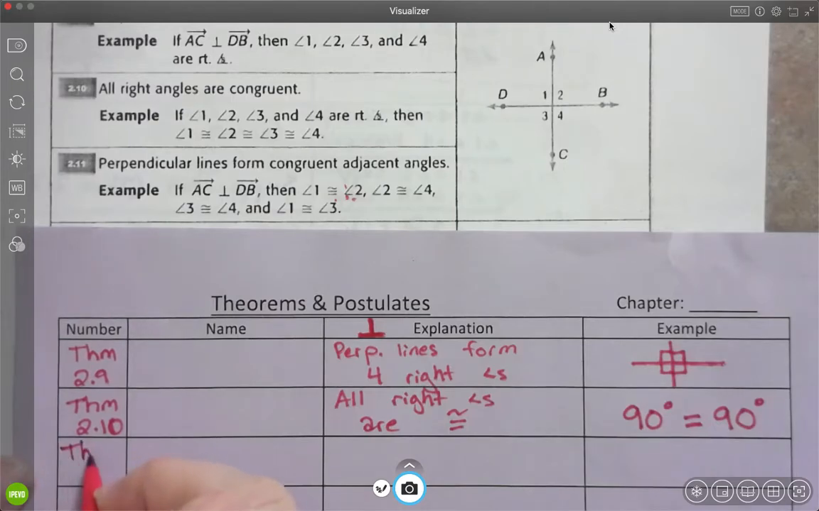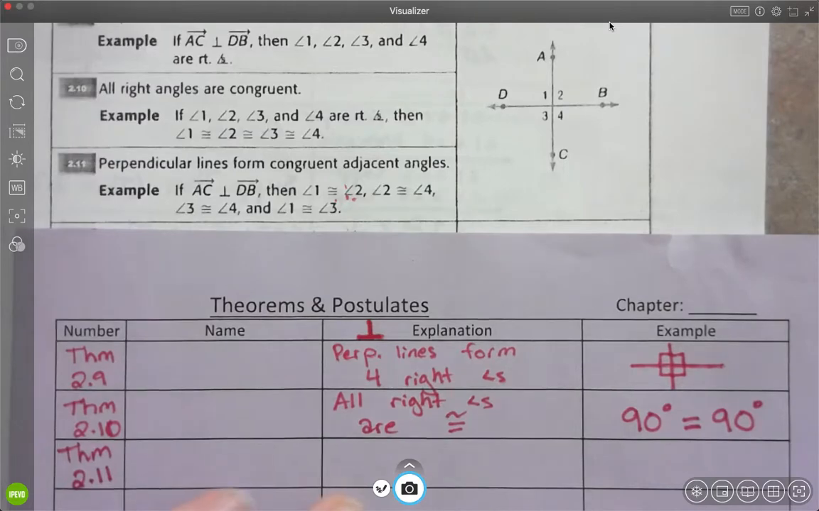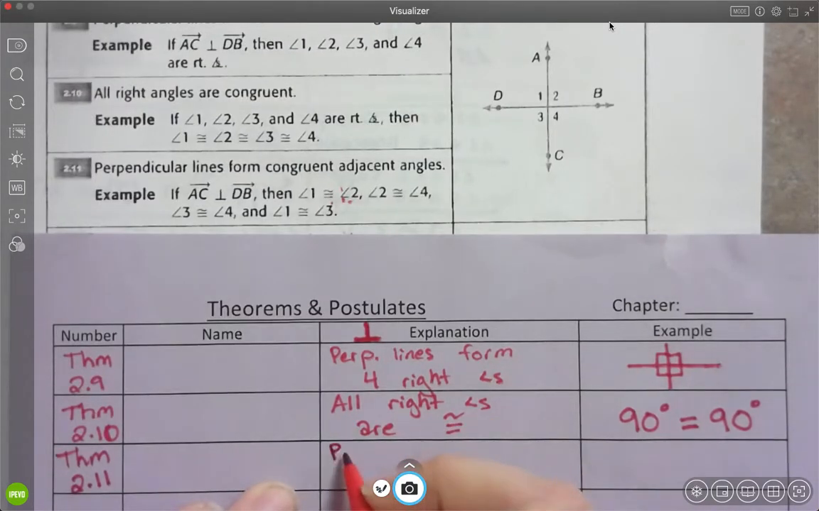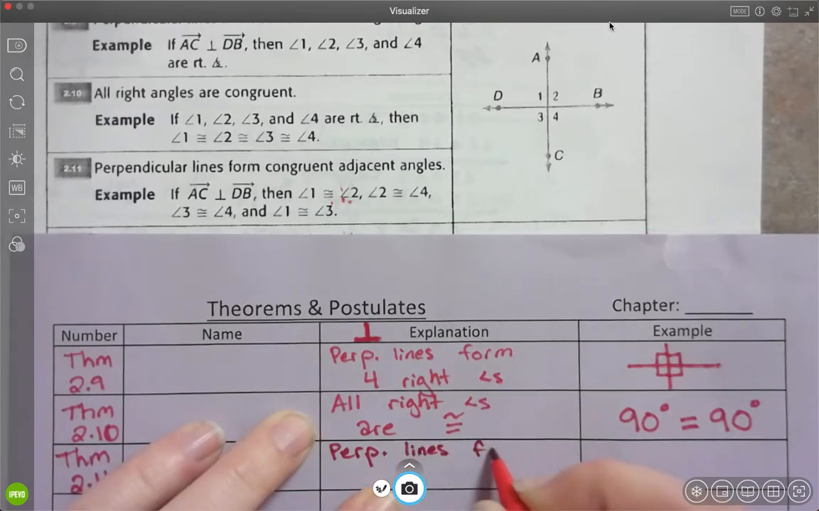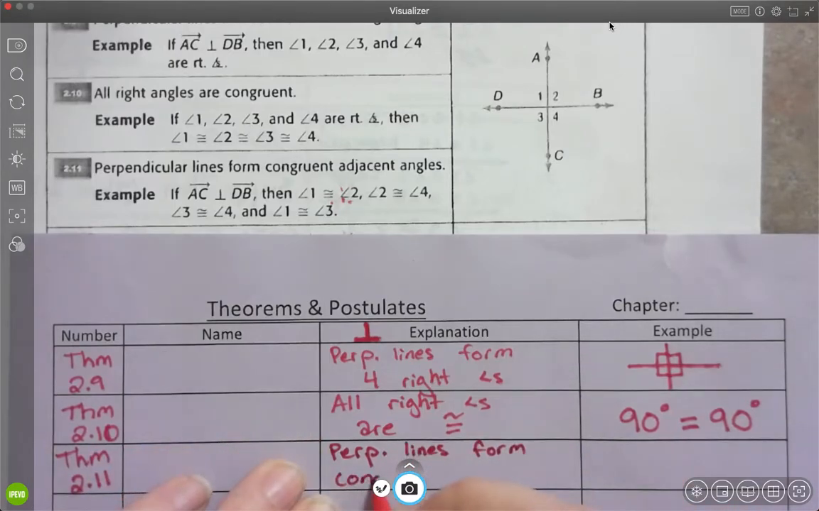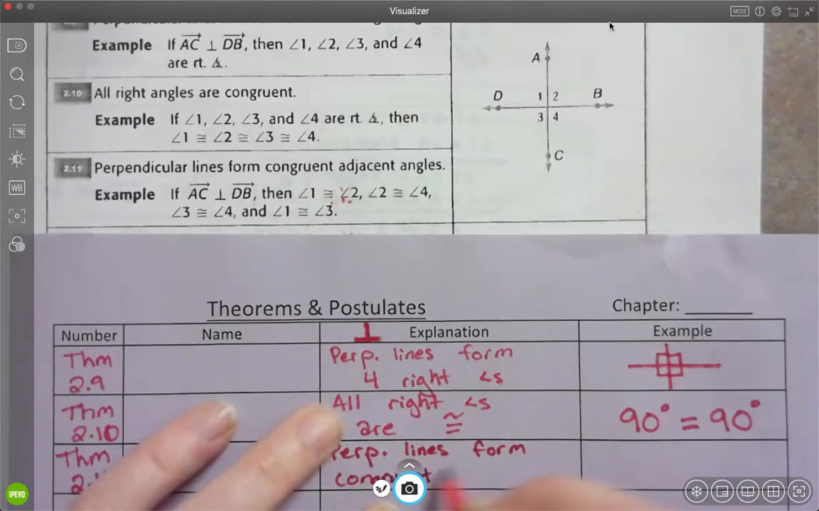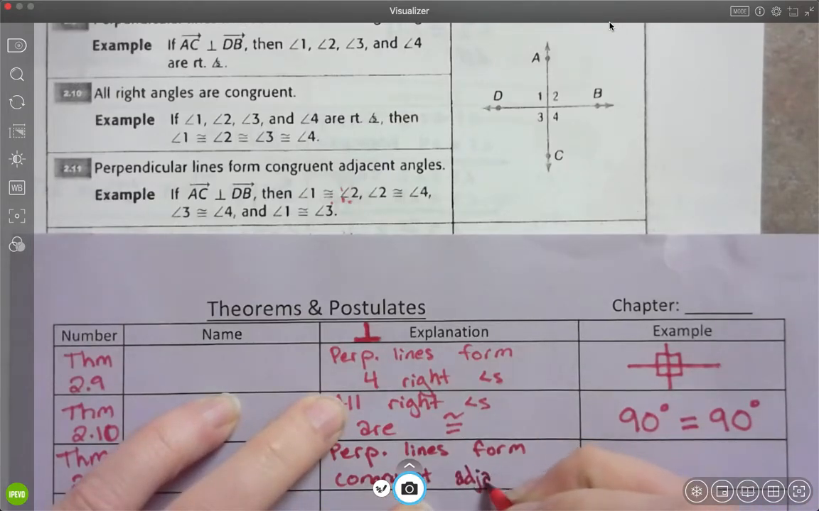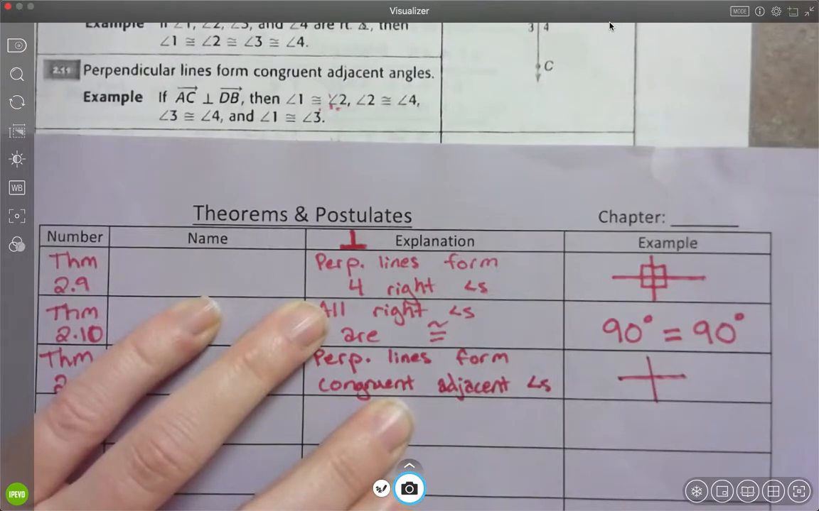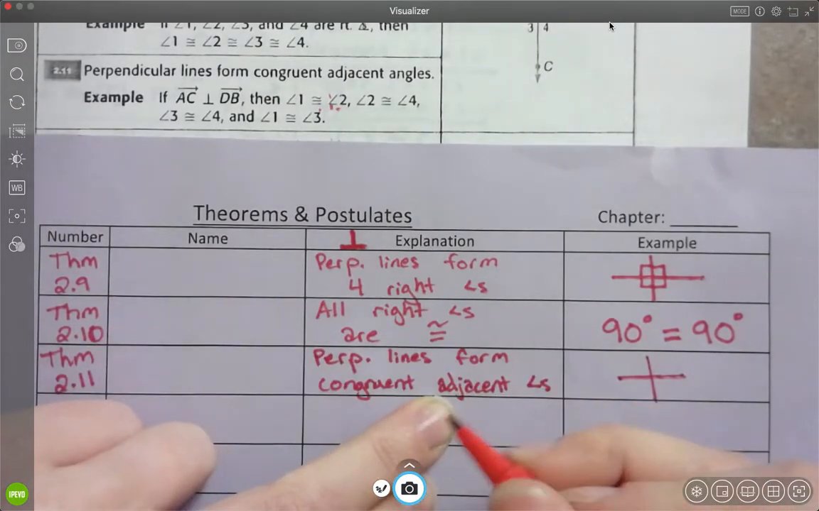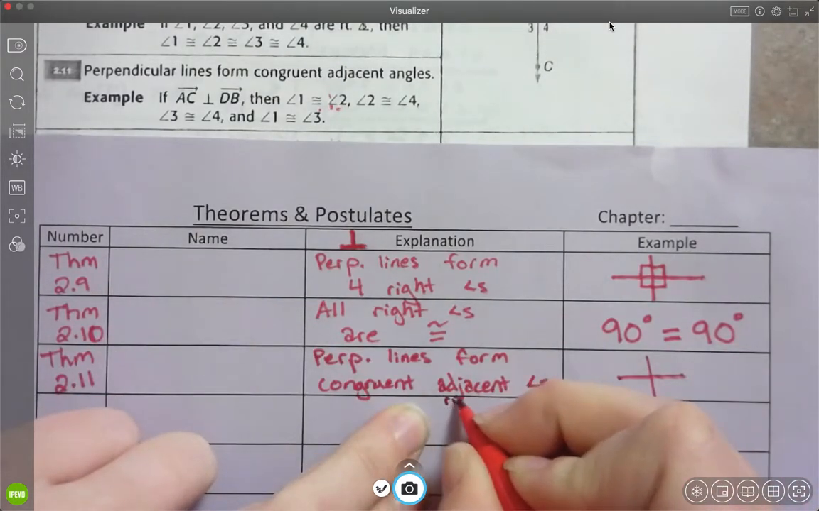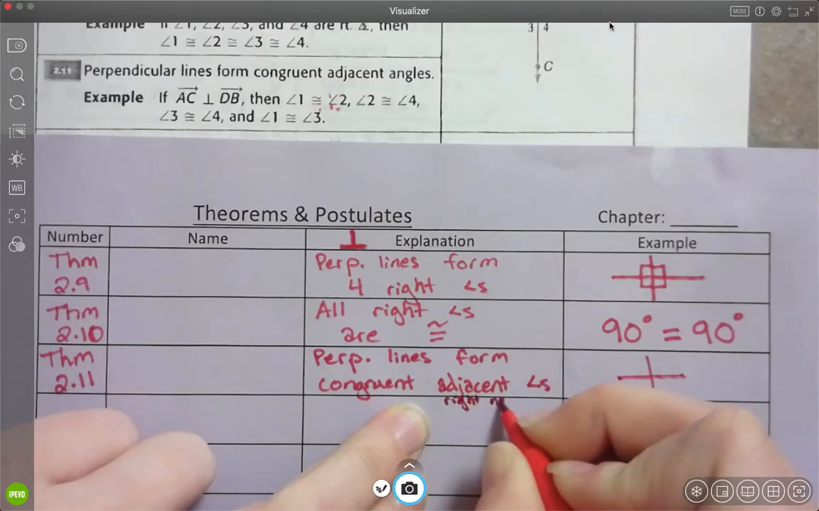Theorem 2.11. Perpendicular lines form congruent adjacent angles. Okay, this one's kind of more complex. Okay, so let's see what they mean by that. Here's my perpendicular lines. What does adjacent mean? Think about what adjacent means. I'm going to write in here, right next to.